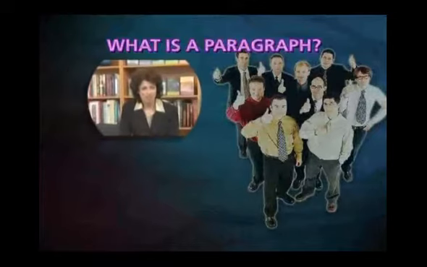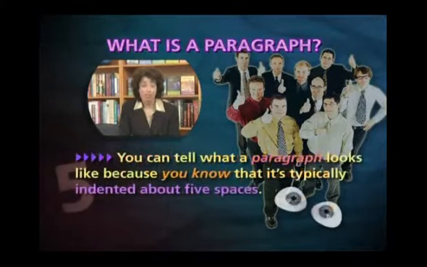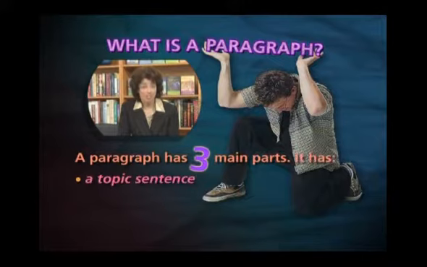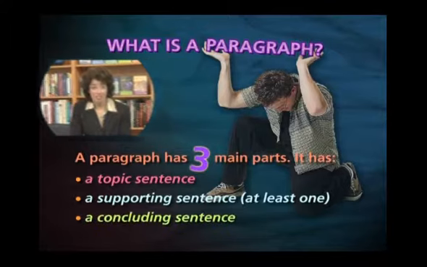First of all, what is a paragraph? A paragraph is a group of sentences that all relate to a single main idea or a central point. You can tell what a paragraph looks like because you know that it's indented 5 spaces on your page. But it's more than just indentation. A paragraph has 3 main parts. It has a topic sentence, a supporting sentence or sentences, and a concluding sentence.